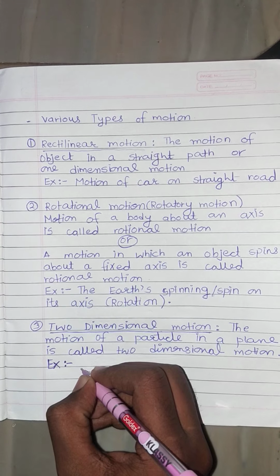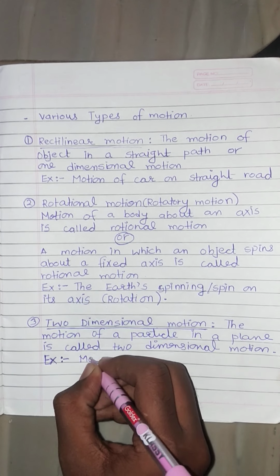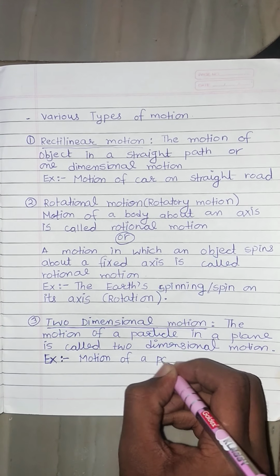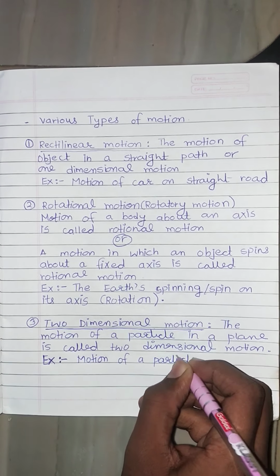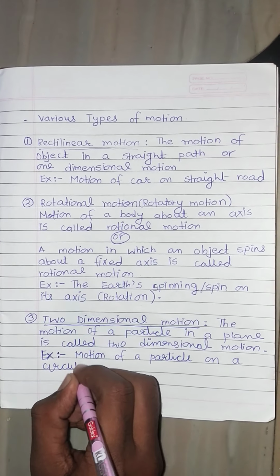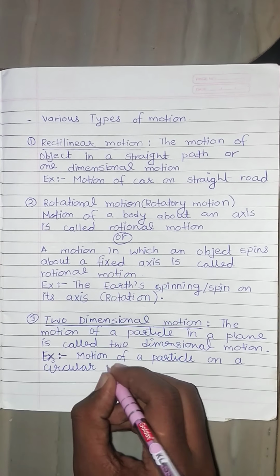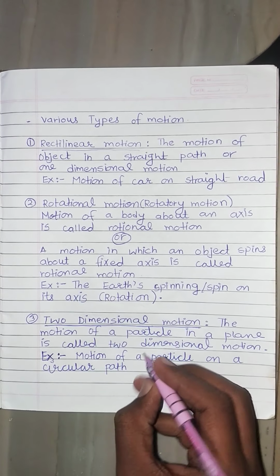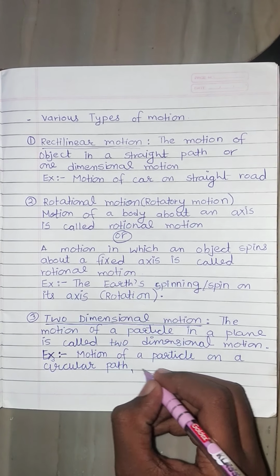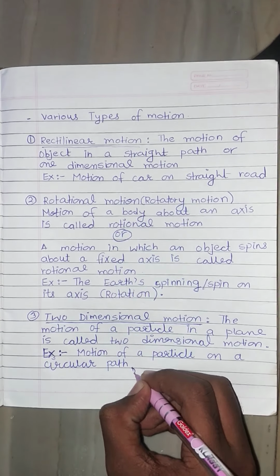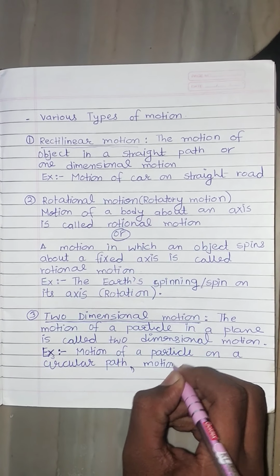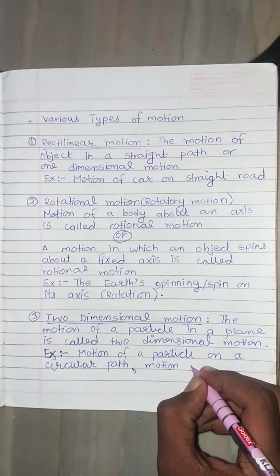Examples of this motion are motion of a particle or object on a circular path, like we can say along the circumference of a circle. This is an example of two-dimensional motion.